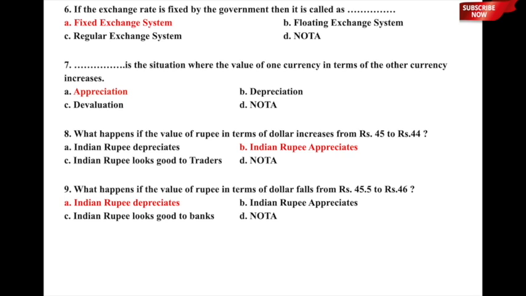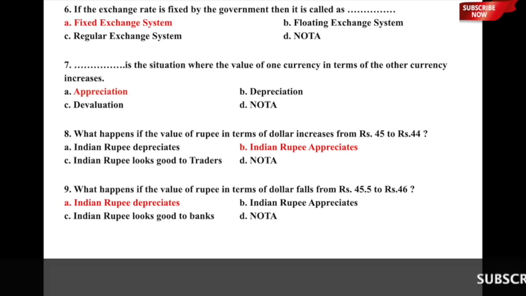What happens if the value of rupee in terms of dollar falls from 45.5 to 46? Now in this case, in question number 9, I have to fetch 46 rupees to get $1. Earlier it was 45.5. That means the value of rupee in terms of dollar has fallen down. So what do you call such a situation or such a term to explain this situation?